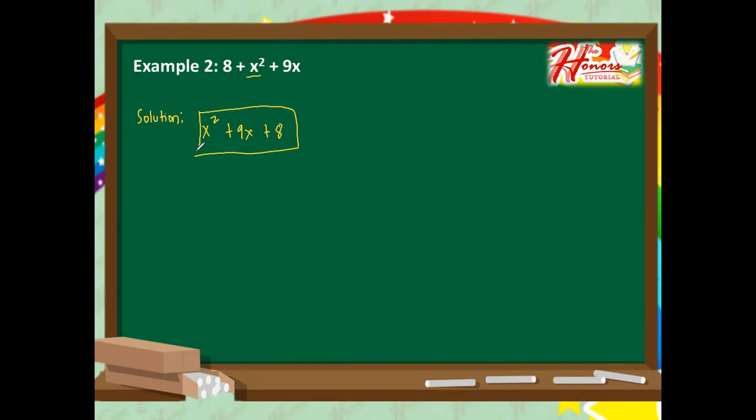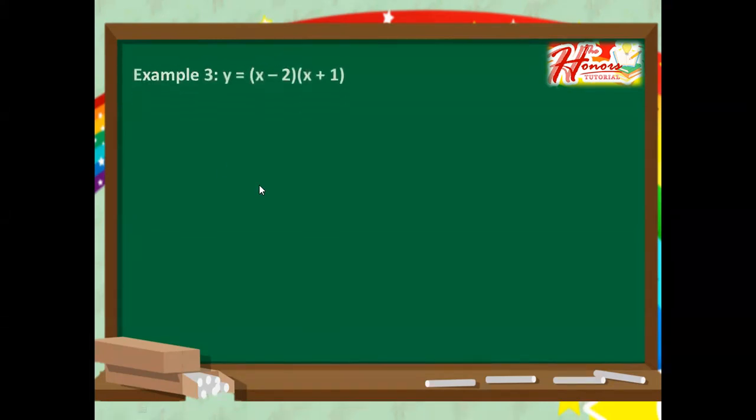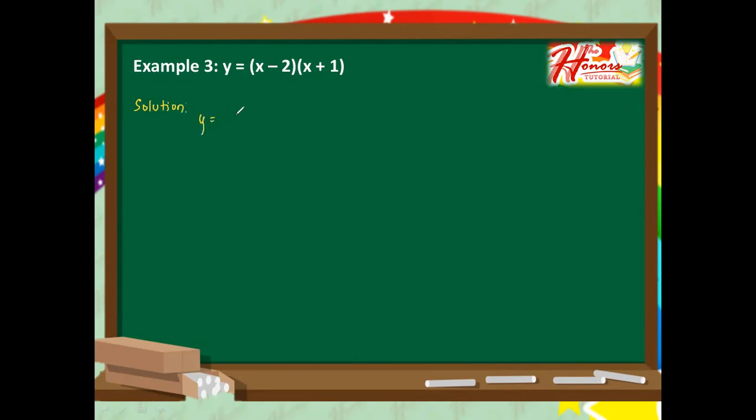Next, let's have this. To write this in standard form, we have to simplify. So therefore, let's write our solution first. Let me just copy the given. So that is y equals the quantity of x minus 2 times the quantity of x plus 1.